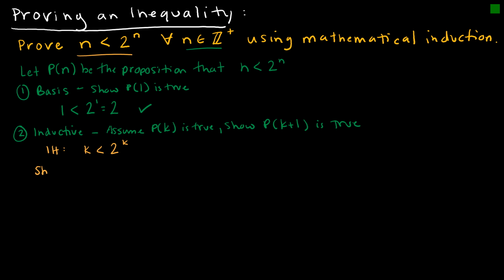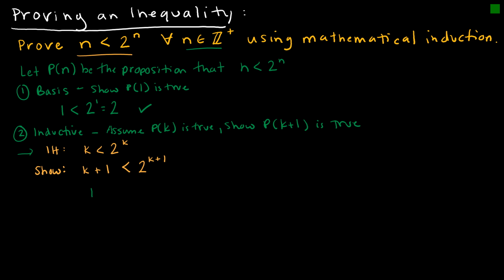And remember, in order to show this, then I have to say that p of k plus 1 is true. So I'm going to say that if I make it p of k plus 1, then it is the same as k plus 1 being less than 2 to the k plus 1. So essentially just adding 1 to k on each side. So that's my goal. So now I actually have to start with my proof. And remember, to start with my proof, I'm looking at my inductive hypothesis.